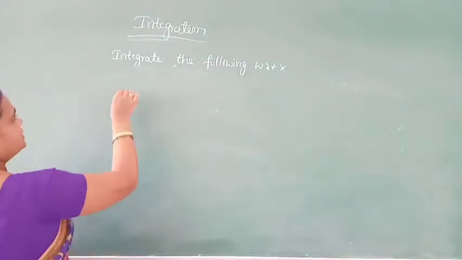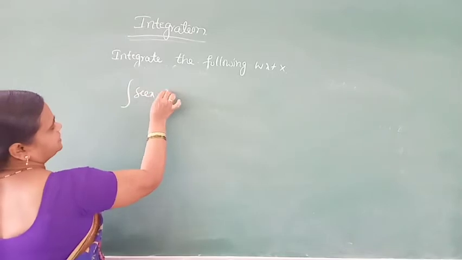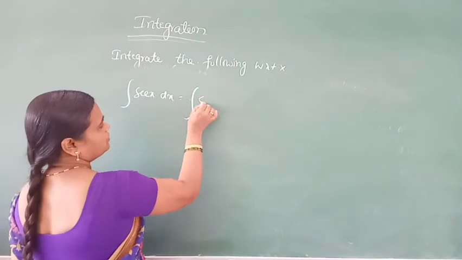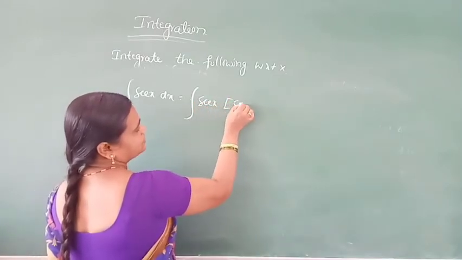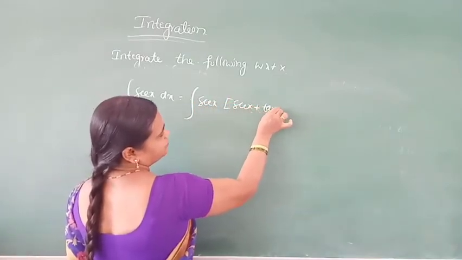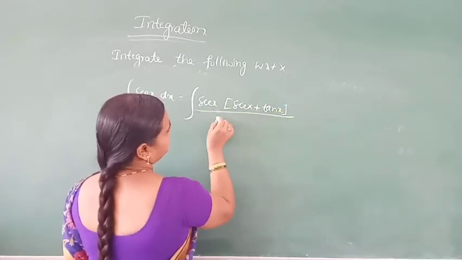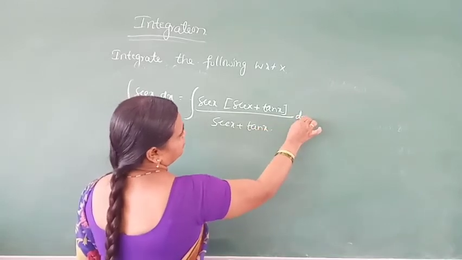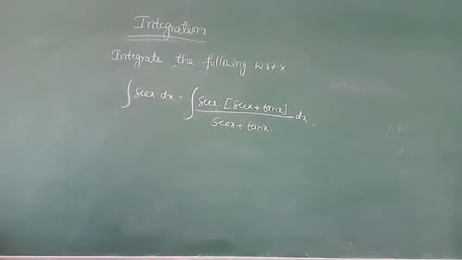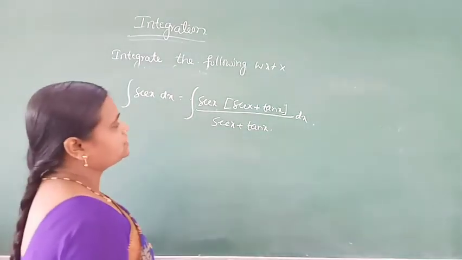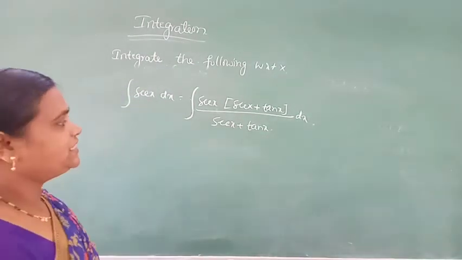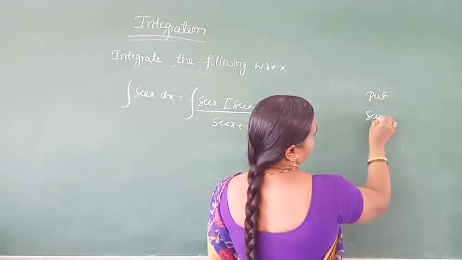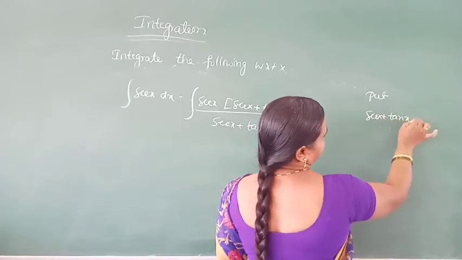Next example is integration of sec x dx. This one we will do. The example is in the form of sec x plus tan x. We are multiplying numerator and denominator so that we can get the answer of sec x easily. What we have done here? Multiplying numerator and denominator by sec x plus tan x. Okay. And take the denominator, this one, as the method of substitution. Put sec x plus tan x is t.